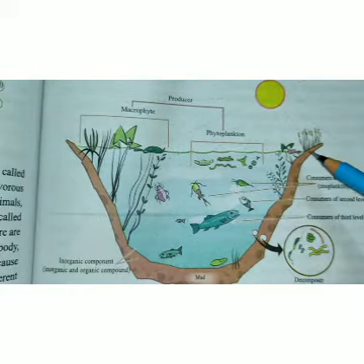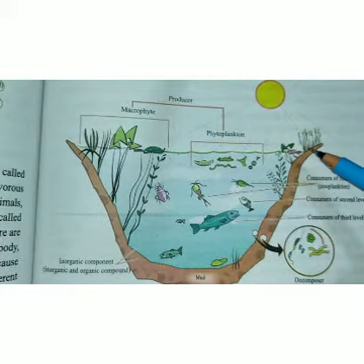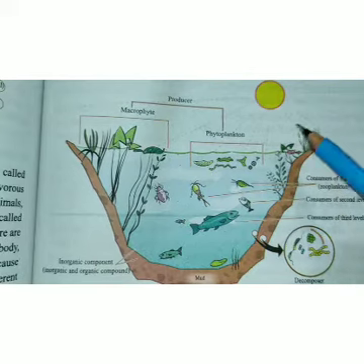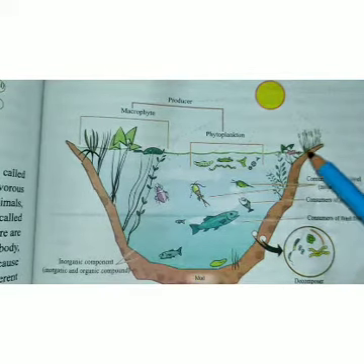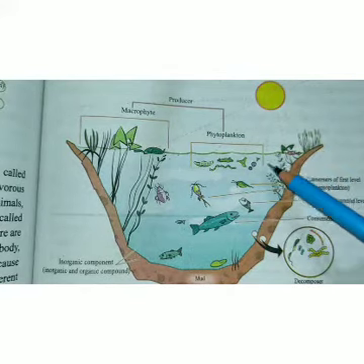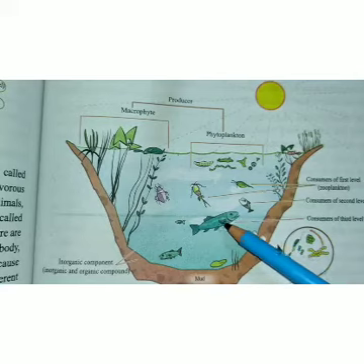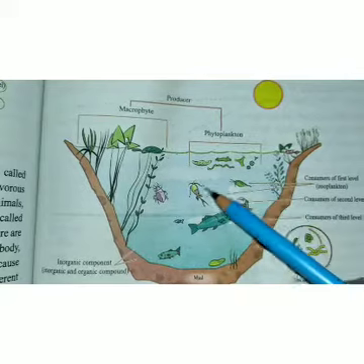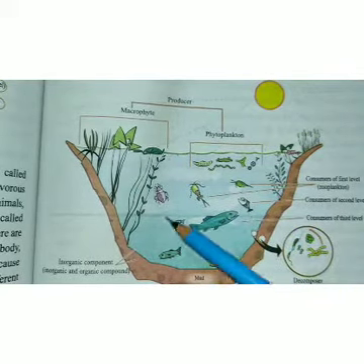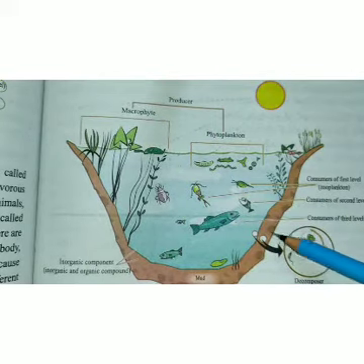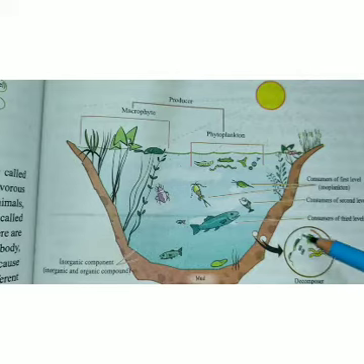There are some living organisms, living substances such as some trees, algae, etc. that are the producers. Many types of fish or animals in the pond are the consumers, and at last bacteria and fungi. These are the decomposers.